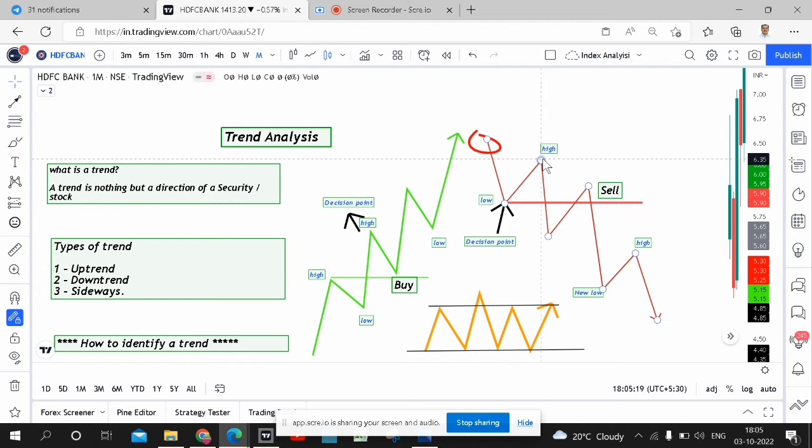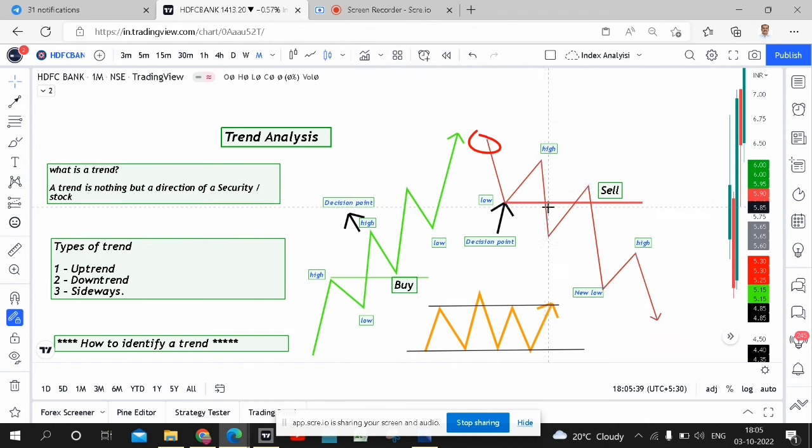Because I'm in a high point, I should look for a low point before the high point. So this becomes my decision point. So whenever the market closes below the decision point, that is where I will come to a conclusion that the market is in a downtrend or it has changed from uptrend to downtrend. So what should I do?